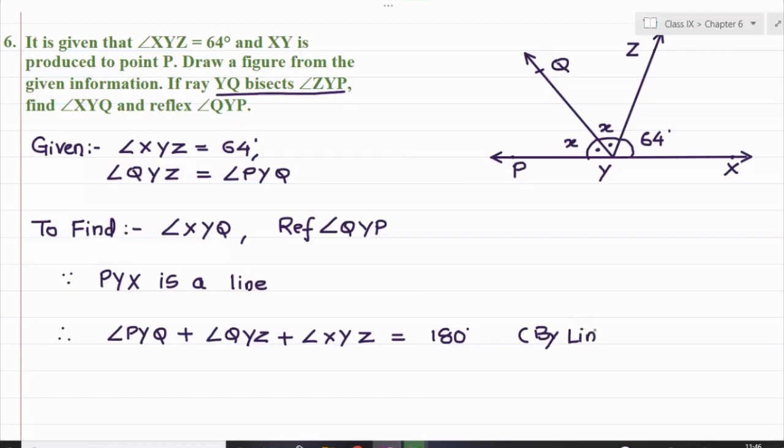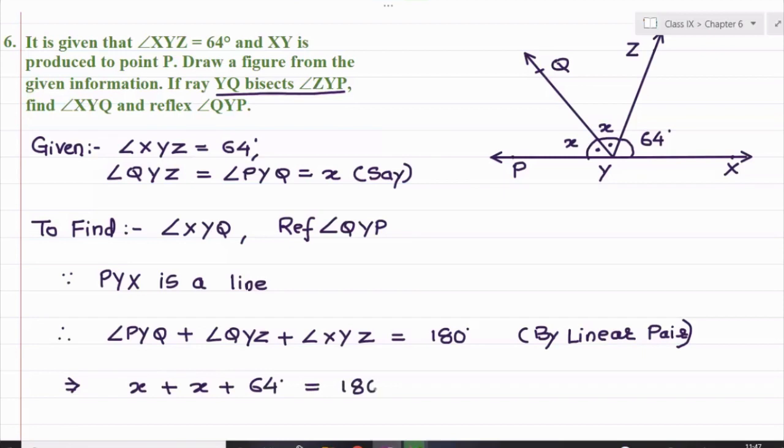One correction I will make here. I think we have not marked the equal angles as x. So in the given figure we can make the correction. These two angles we can suppose equal to x and write here x. So we are supposing the value of both the angles, since they are equal, I am taking their common value equal to x. Now see, angle PYQ is x, angle QYZ is also x, and the third angle we have here is 64 degrees, equal to 180 degrees.